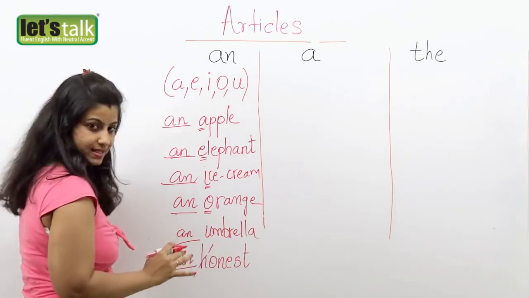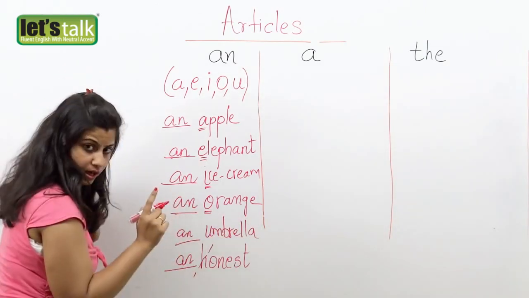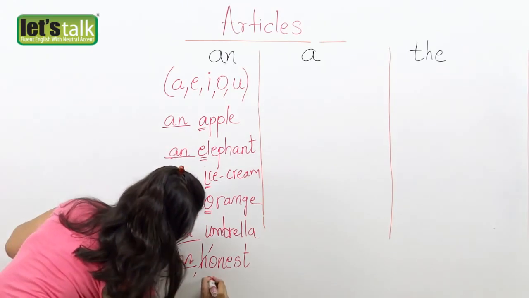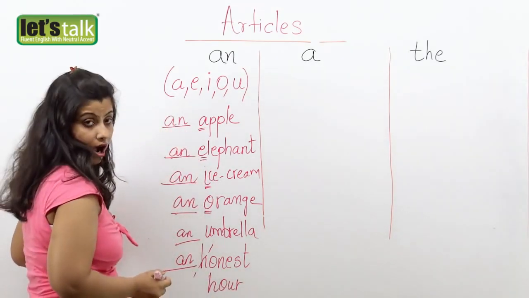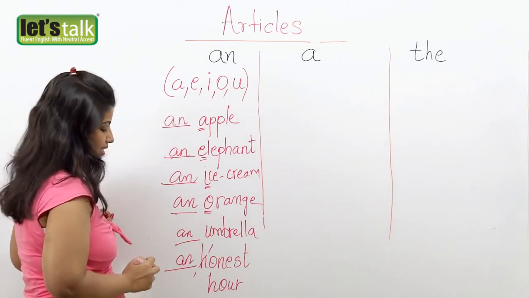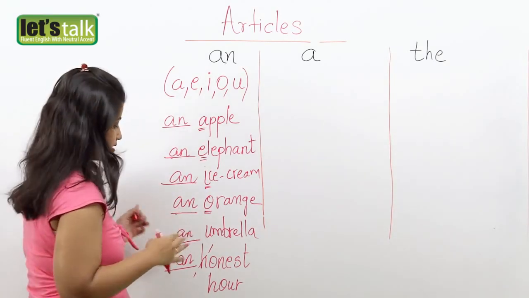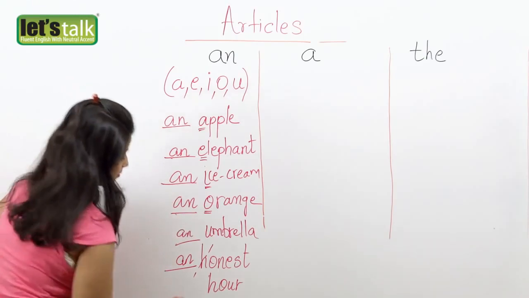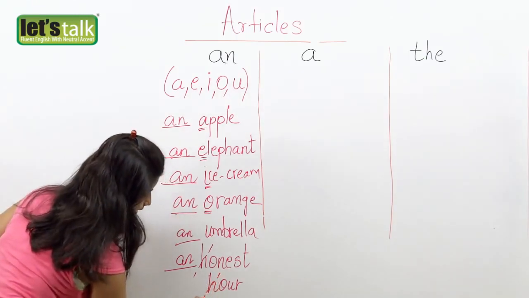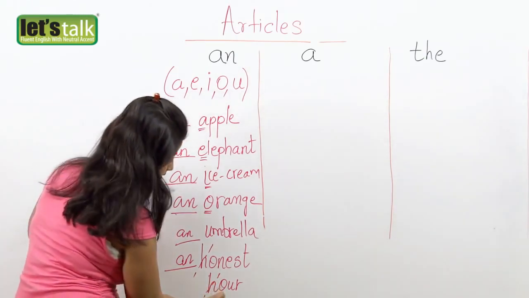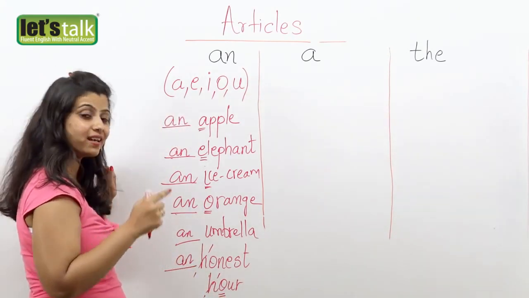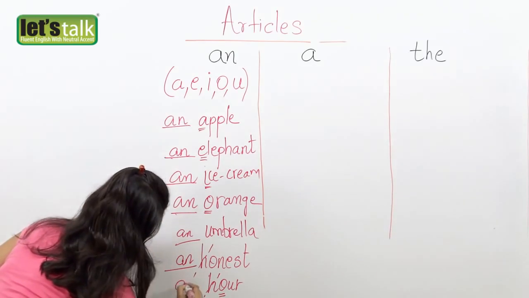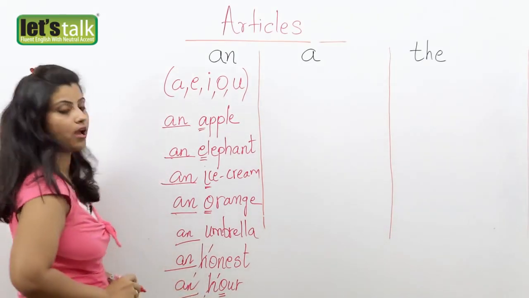Okay, wasn't that simple? Okay, there's another word which I need to share with you, and that is hour. Do we say 'a hour'? No, we don't. We say an hour. So why do we say an hour? Because the H again is silent and this is my first sound, that is O, which is again a vowel. That is why I am going to say an hour.